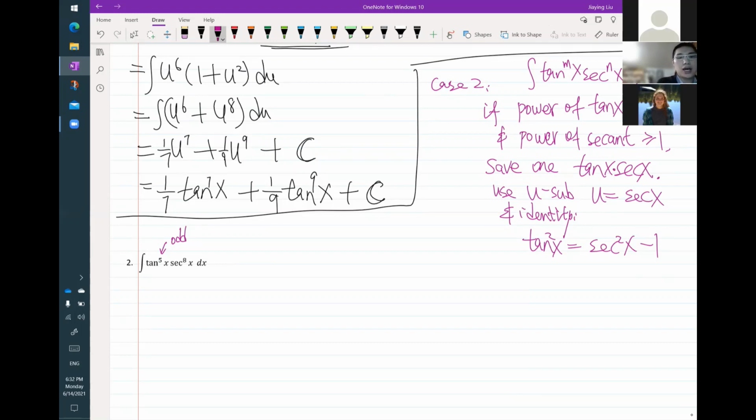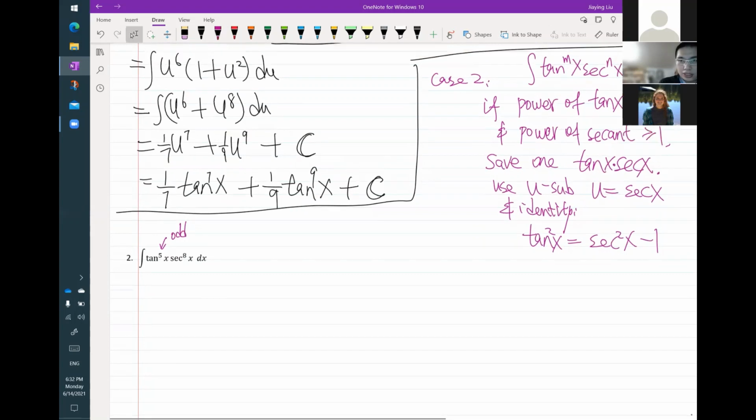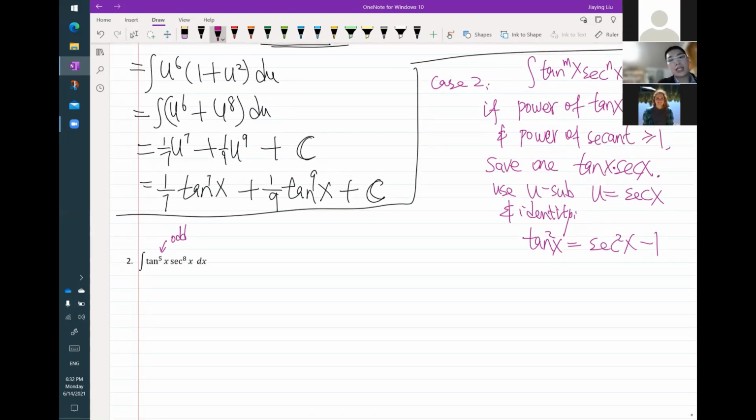So the power of tangent is odd. So that tells me that, okay, that's good. So let's start with practicing this trick. We're going to put one tangent and one secant aside and focus on the rest. So that becomes tangent to the fourth power x, secant to the seventh power x, and then aside I put away tangent times secant, so tangent x secant x dx. Right, so just saving. So this is the part that I'm saving: one tangent x times secant x.